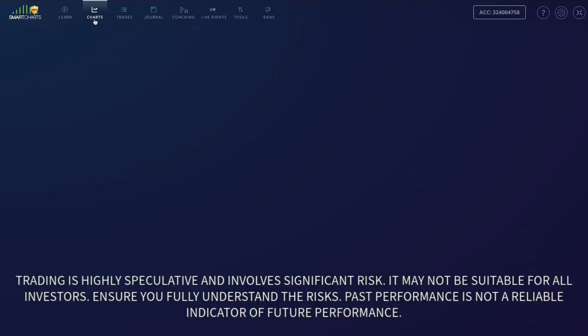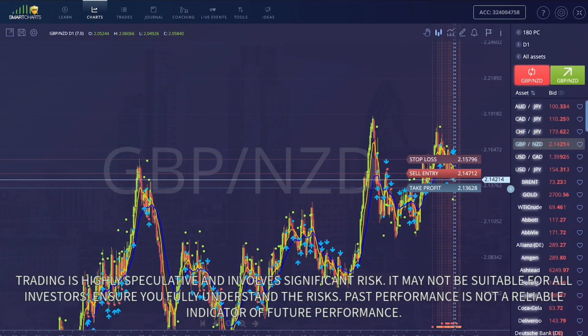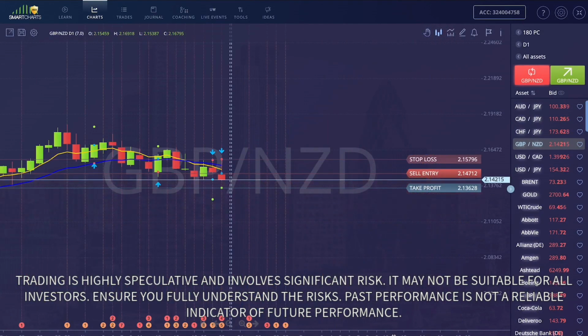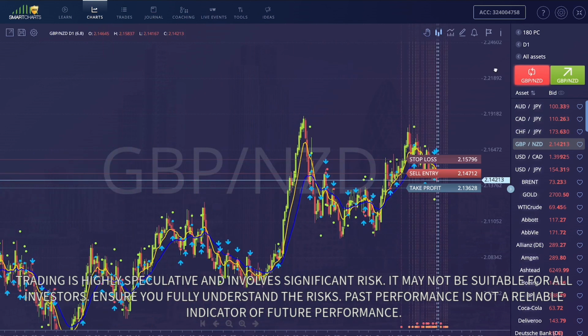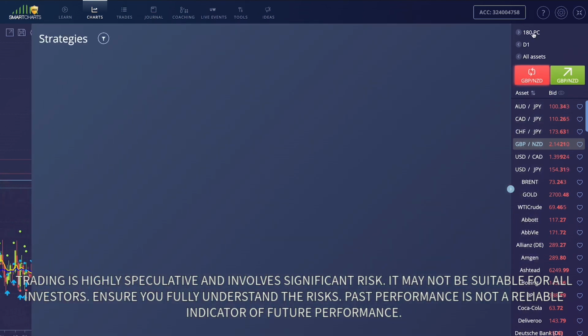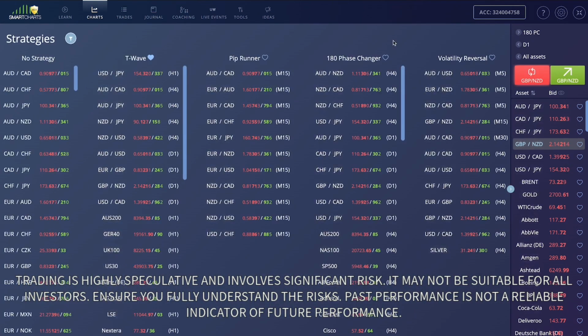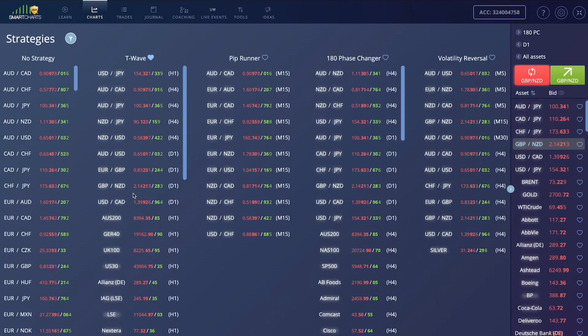Okay, so then back to charts. Where is the T-wave? Let's have a look. You go up the top, you're on 180 PC. I'm on 180 phase changer here. Yes. I move along to T-wave. There we go. Look at all those flashing signals. So what does it mean when this signal is flashing at you? Have a look at the trade, Greg. See if there's a trade to take that you like. All right, so get in there and make some money if it sets up for you.